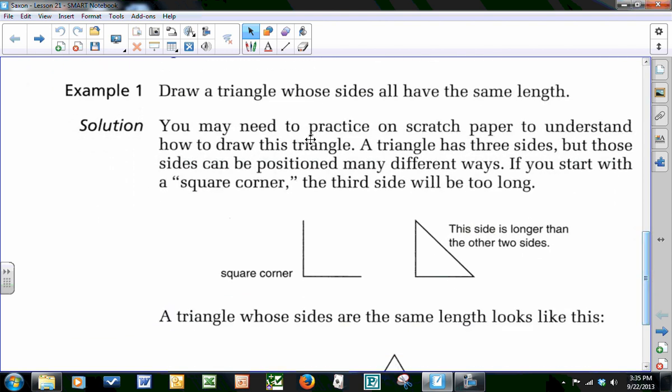So let's look at example 1. Let me click on my highlighter. Those of you that know me really well know I love my highlighter. Draw a triangle whose sides all have the same length.